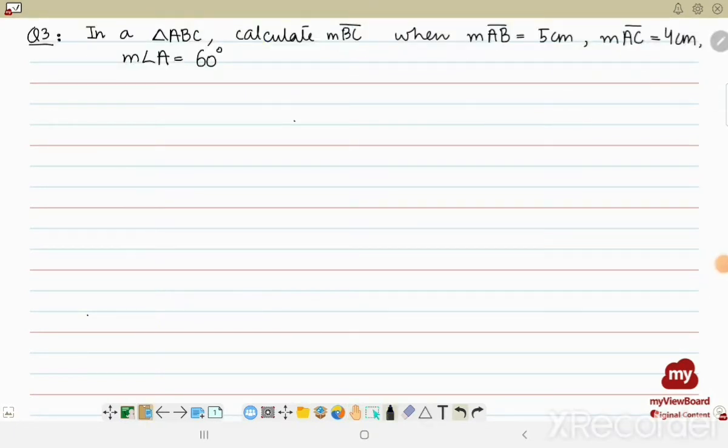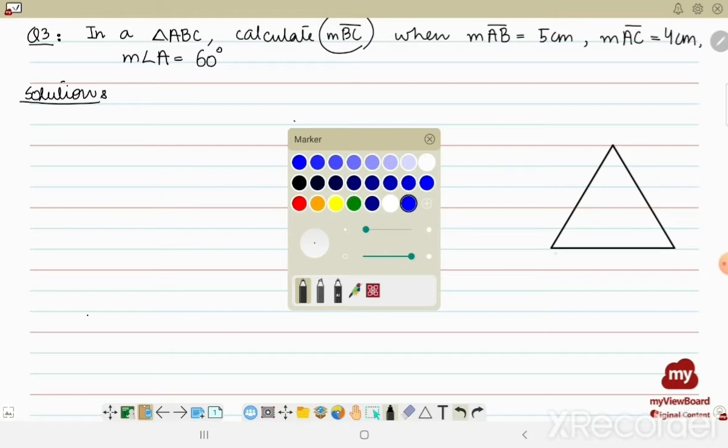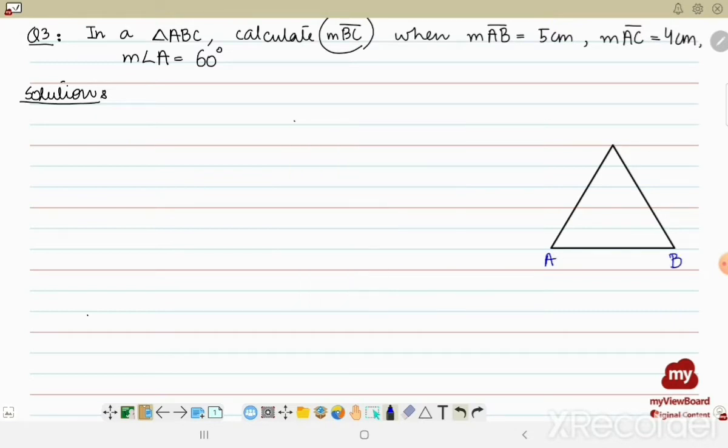In a triangle ABC, calculate measure BC when measure AB and AC is given to us. So let us draw the triangle first, and then we'll be writing down the solution. So this is going to be, let's say, a triangle, right? And we'll be labeling its corners A, B, and C. Measure AC is given to us as 4 centimeter. Measure BC that we have to find, and measure AB is also given to us as 5 centimeter. Measure angle A is given to us as 60 degree, right?